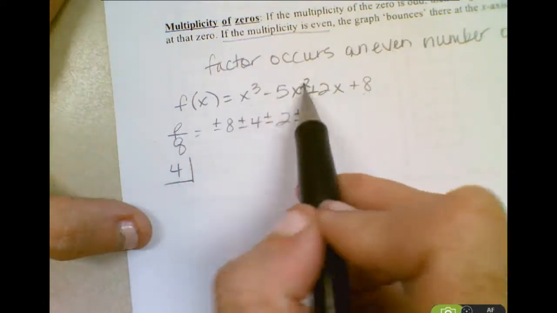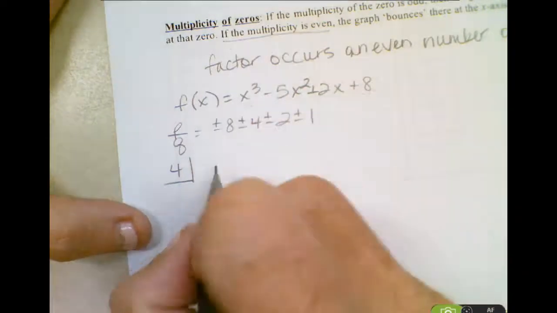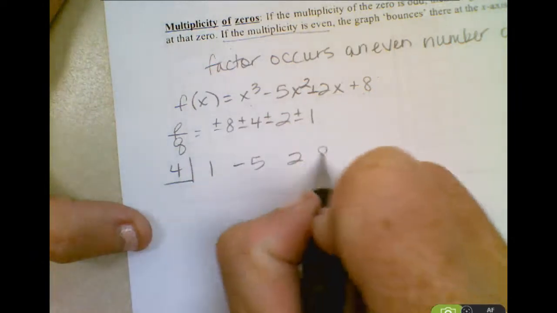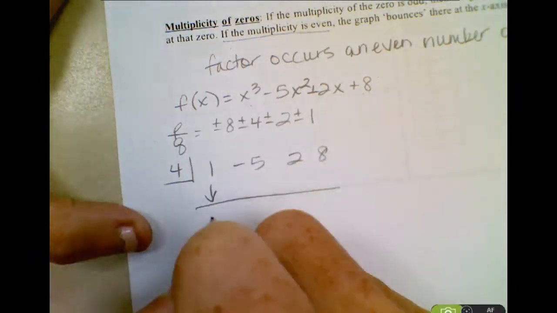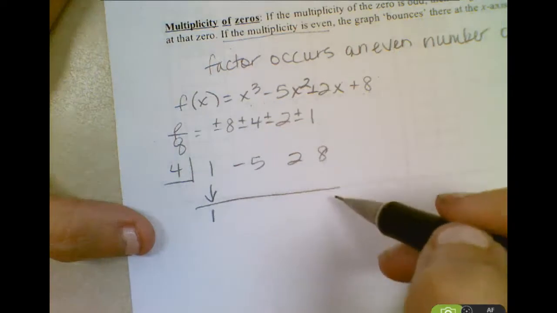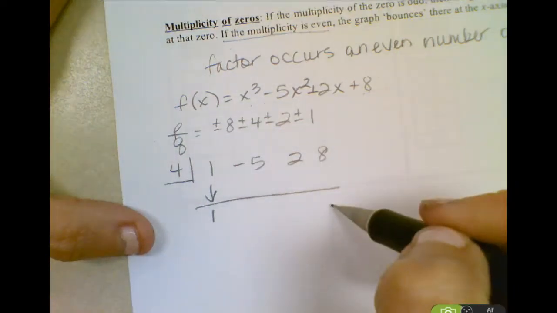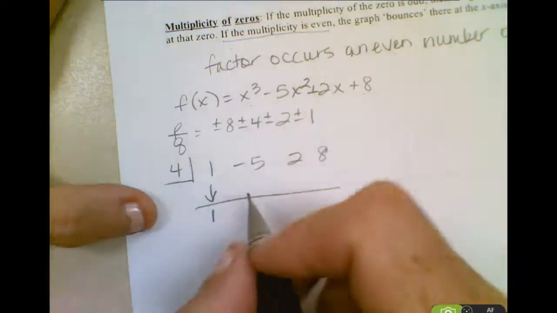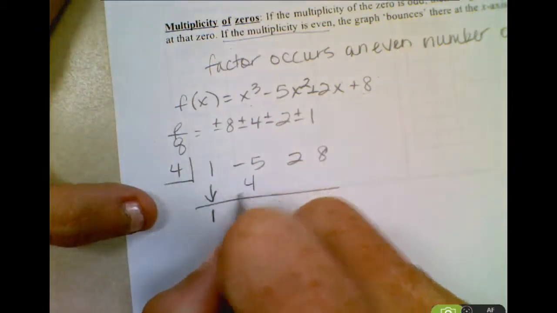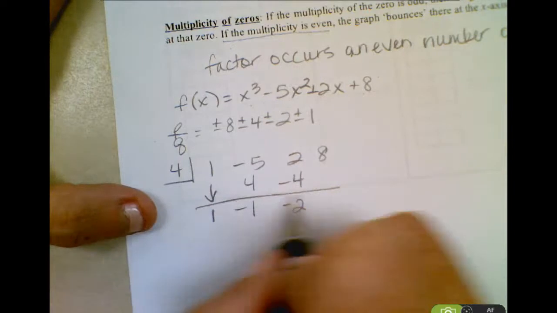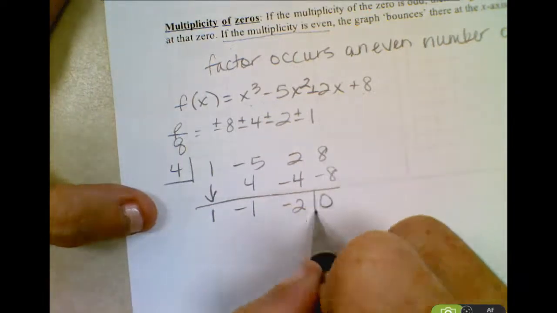I have all of my exponents accounted for. They're all in descending order, so my coefficients would be 1, negative 5, 2, and 8. I'm simply going to do synthetic division until I find a quotient that has a remainder of 0. That will tell me that this is or is not one of my solutions. So 1 times 4 is 4, negative 1, negative 4, negative 2, and negative 8. Gotta love when that happens on the first try.